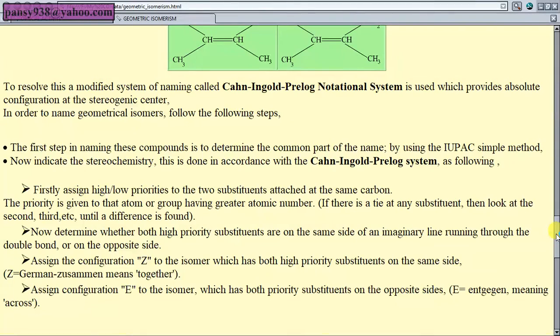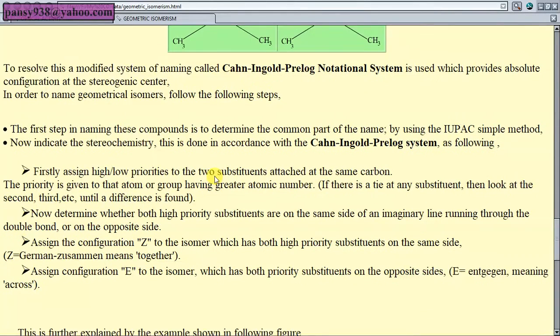The first step to name such compounds, or geometric isomerism, is the naming of the molecule by the simple IUPAC method. That is, first of all, give the simple IUPAC name to the compound, and the stereochemistry will be discussed later.